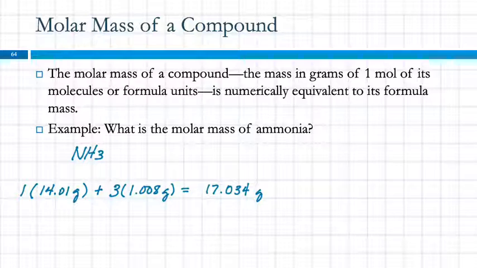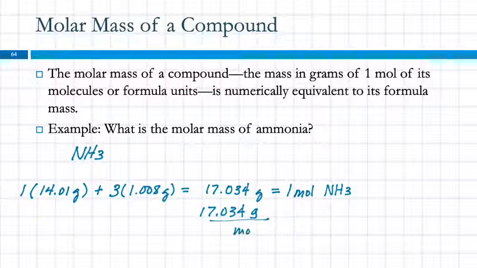Is that an extra sig fig? Yeah. Does it really matter? No. It's not worth thinking about. So this is the mass of 1 mole of ammonia. So you can write it that way, or you can say the molar mass is 17.034 grams per mole. Any questions? Just like what we did with elements, except now we're having to add some stuff together.